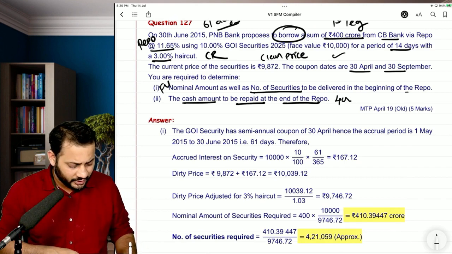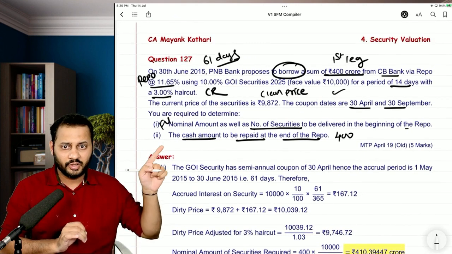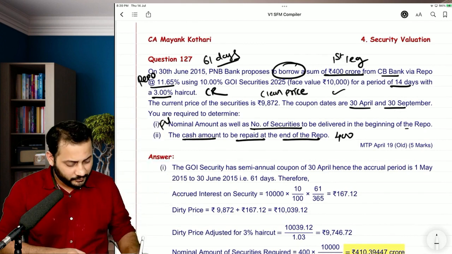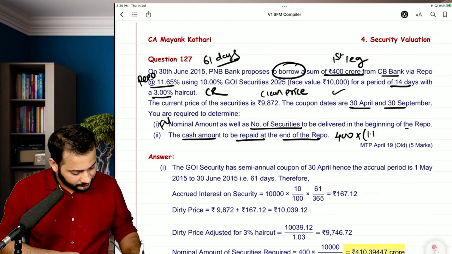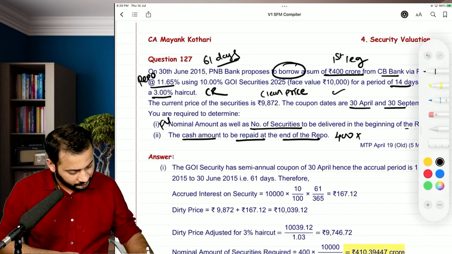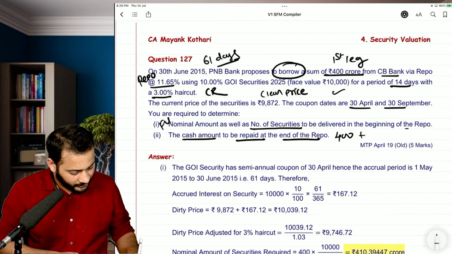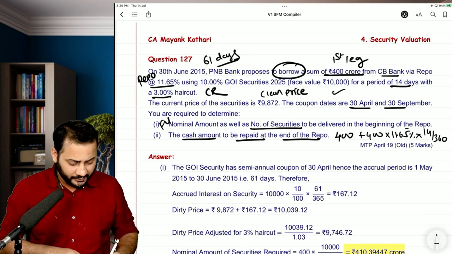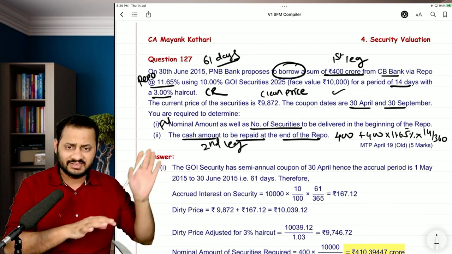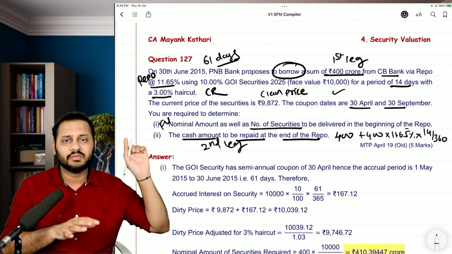Since you have borrowed 400 crore rupees, you will have to pay 11.65% on that. I will just take it in this manner. 400 crore, this is the principal that you will pay, plus 400 crore into 11.65% is the per annum rate, into 14 by 360. This is going to be your cash amount to be repaid, and this is going to be the second leg. This is the very easy answer, but the first one has some problems.